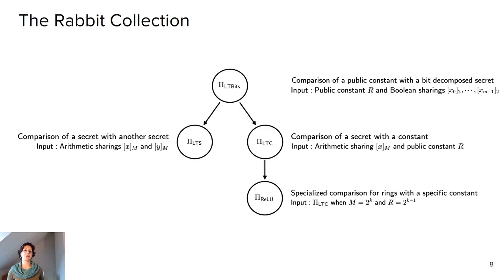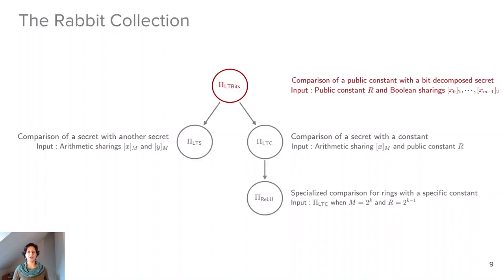Let me introduce you to the rabbit collection. In our work, we propose 4 different comparison protocols that take different kind of inputs each. And on the slide, you see the dependency graph between them. So at the top, we have protocol LT-bits, which implements the less than function between a public constant and a bit decomposed secret.